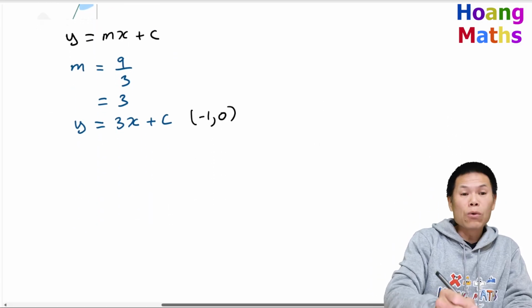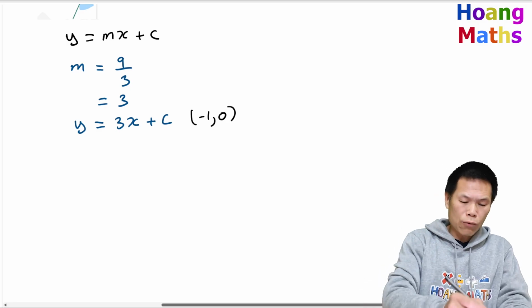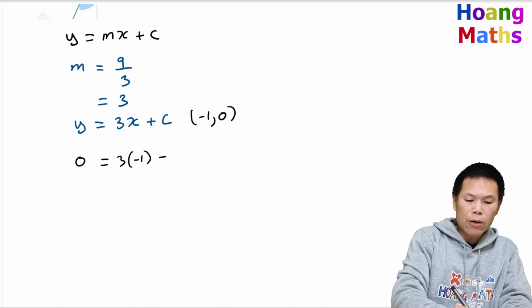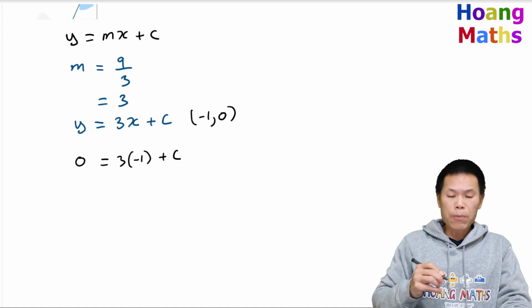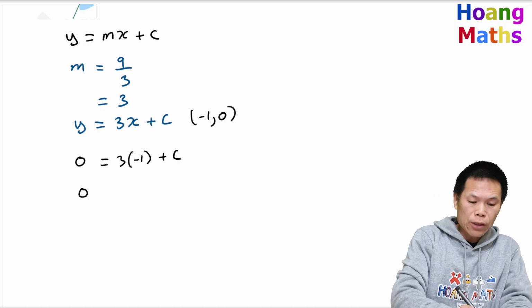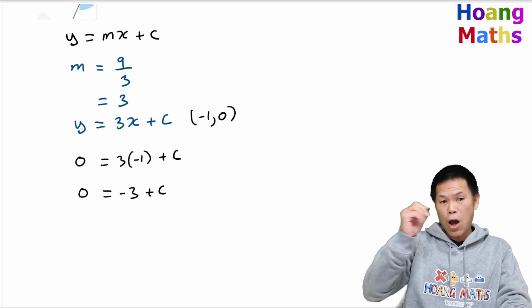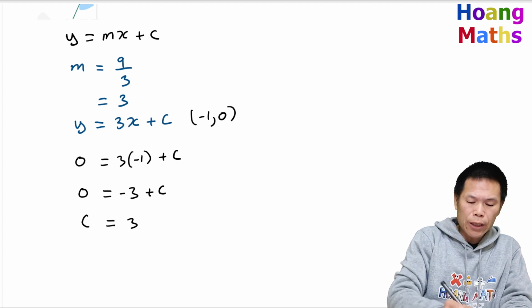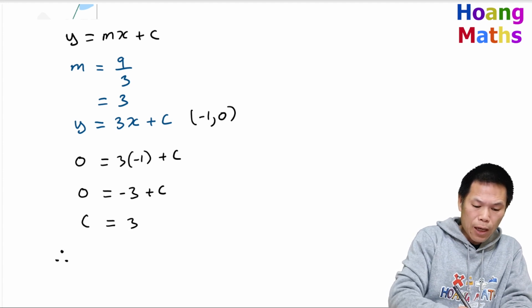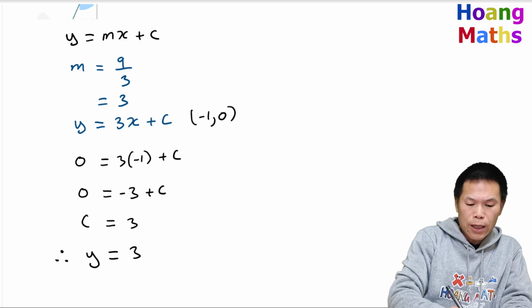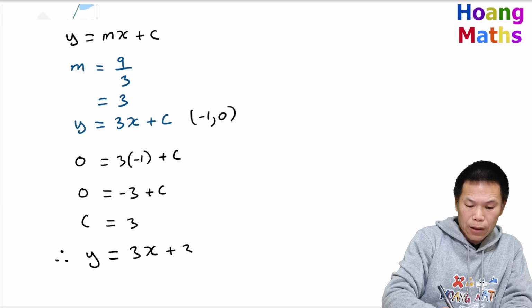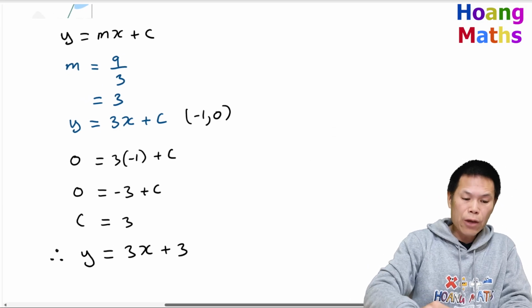So when x is -1, y is equal to 0. So that becomes 0 equals 3 lots of -1, we add c. 3 times -1 is -3. So 0 equals -3 plus c. And we move -3 to this side, it becomes positive. So c is 3. So therefore, y is equal to 3x plus c, c is 3, so we just add 3. So there you go.